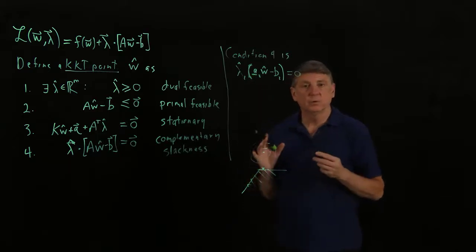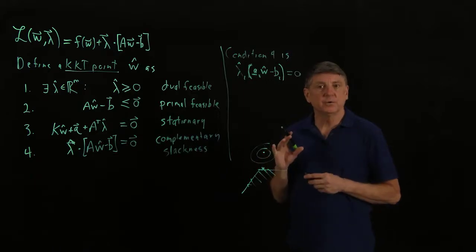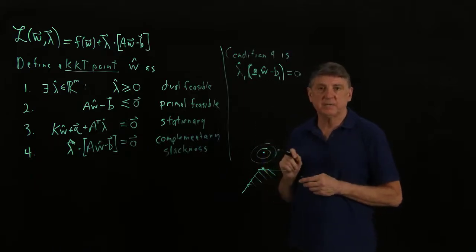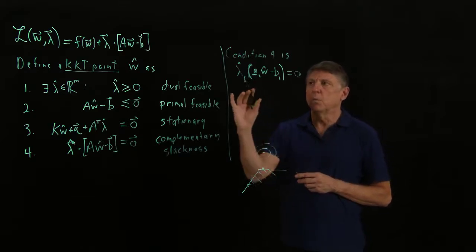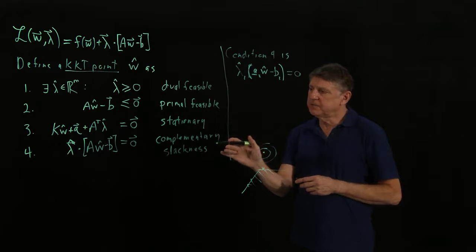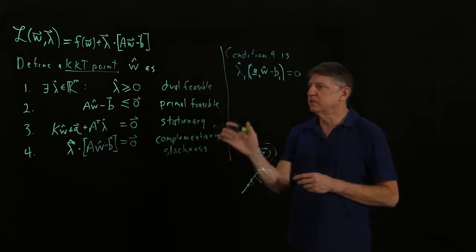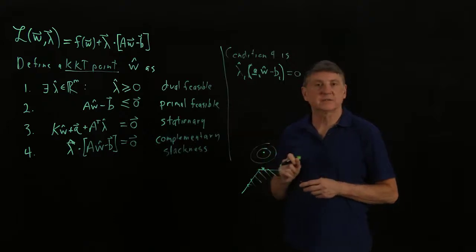So what we'll do in a subsequent set of sessions is go through the geometry of these KKT points and start to examine and explore how these interact. What does complementary slackness mean? How does it interact with feasibility, and how does it interact with stationarity?